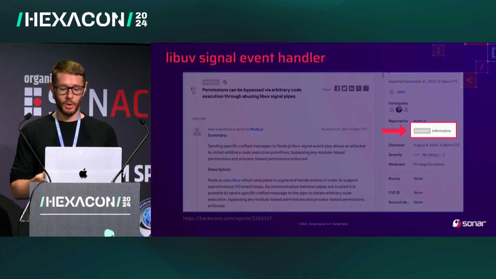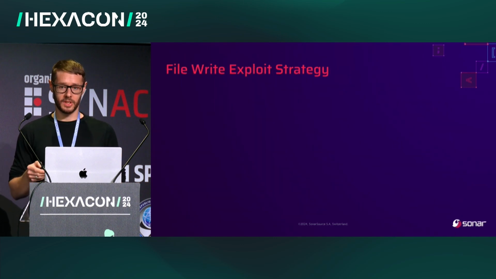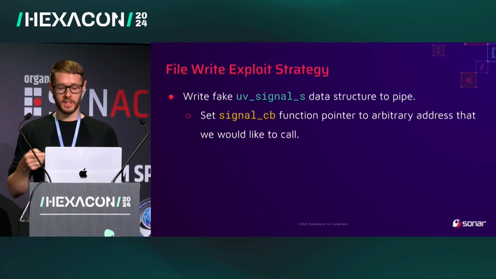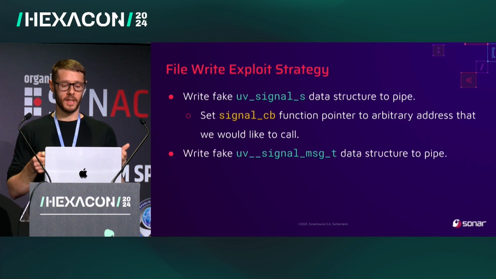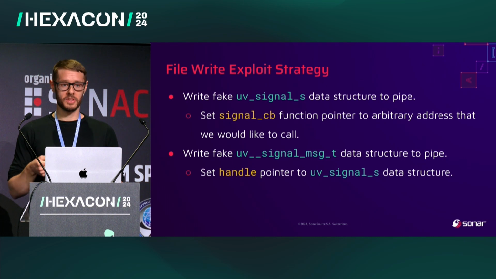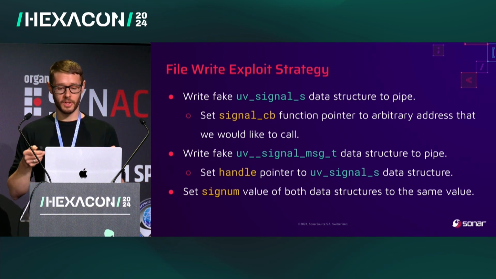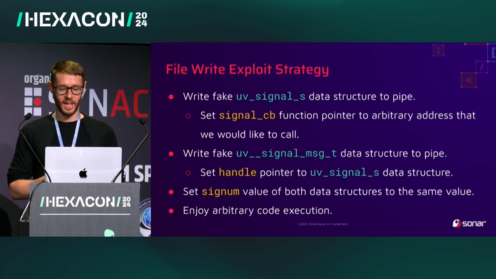So let's see how we could exploit the event handler with a file write vulnerability. Our exploit strategy looks like this. At first, we write a fake signal data structure to the pipe. Here, we set the signal_cb function pointer to an arbitrary address that we would like to invoke. Next, we write a fake signal message data structure to the pipe, and here we set the handle pointer to the signal data structure we've just written before. For both data structures, we set the signum value so that it's the same and the check before the callback invocation succeeds. At last, we enjoy some nice arbitrary code execution. There's only one problem.